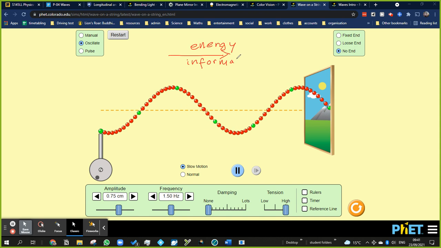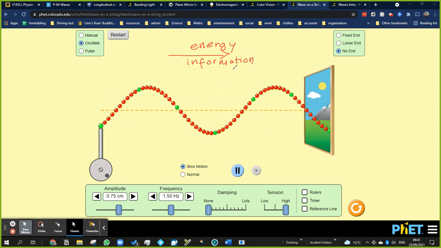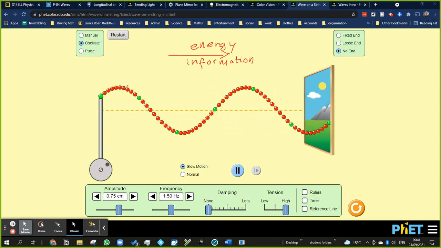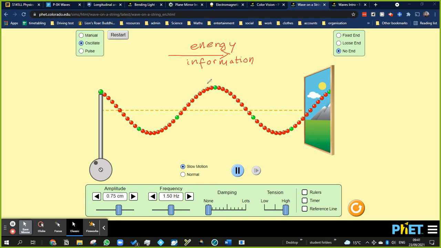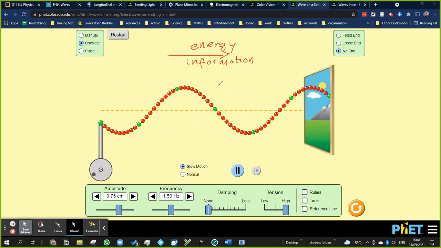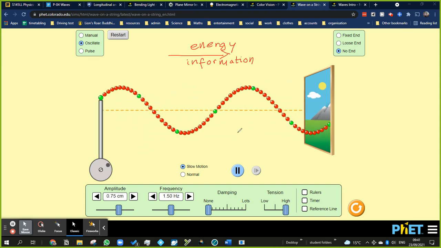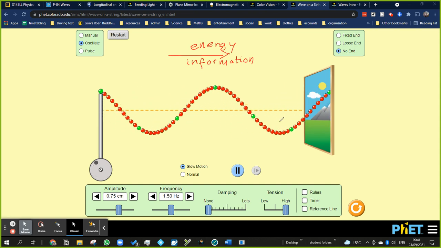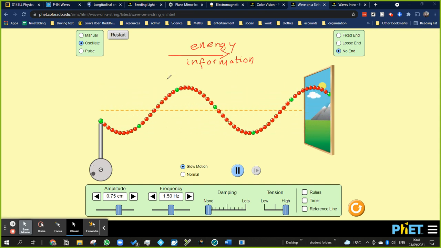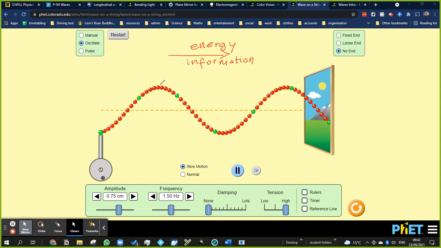Because what we're seeing here that's moving from left to right is a shape. We're seeing this shape that's moving all the way. I can follow it, and there's another one, or I can follow the bottom one. So the thing that's moving from left to right is this shape, and that shape can contain information.